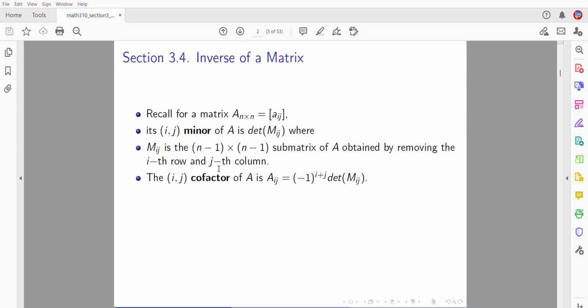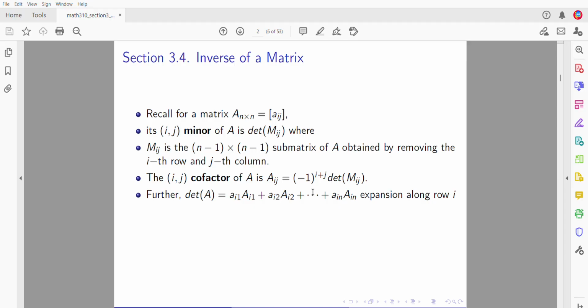whereas for the ijth cofactor of A, you have to take into account the location: -1 to the power i plus j times the determinant of Mij. That is the cofactor Aij. Further, for the determinant of A, you may expand along any row. For example, the ith row: ai1 multiplied by its cofactor, ai2 multiplied by its cofactor, and so on to ain multiplied by its cofactor.